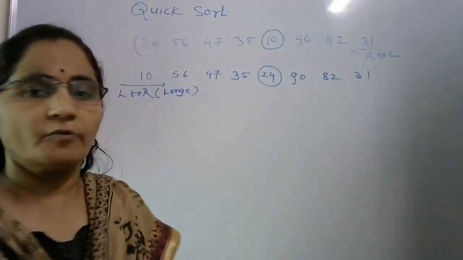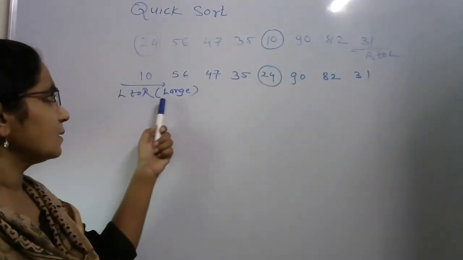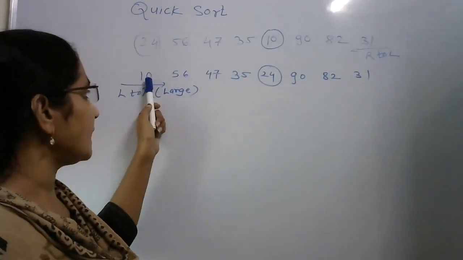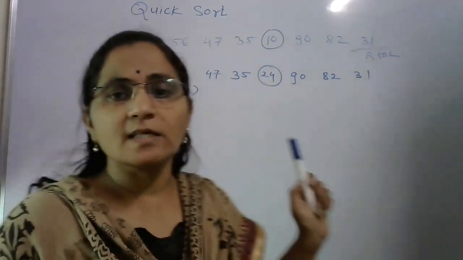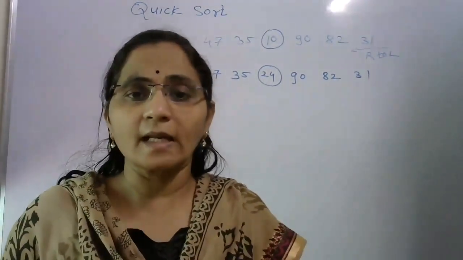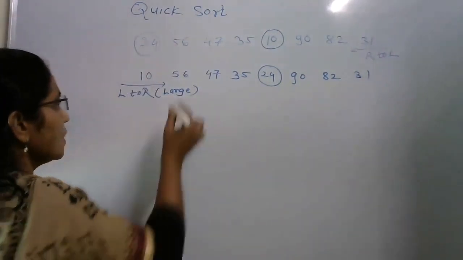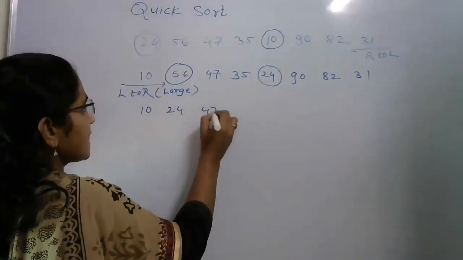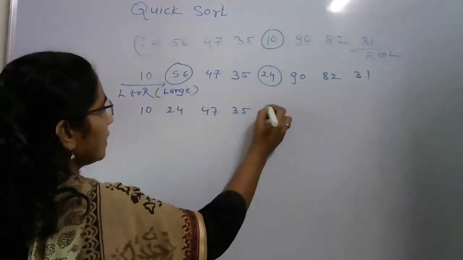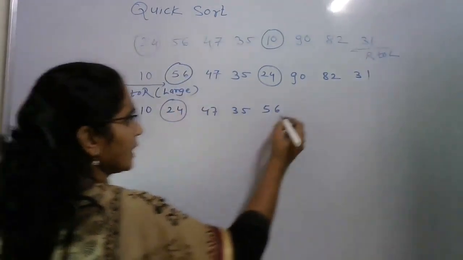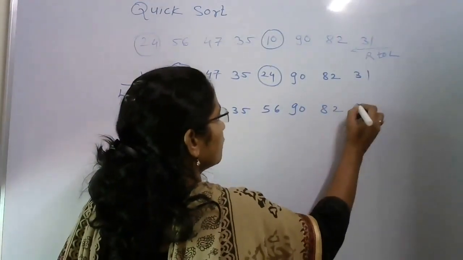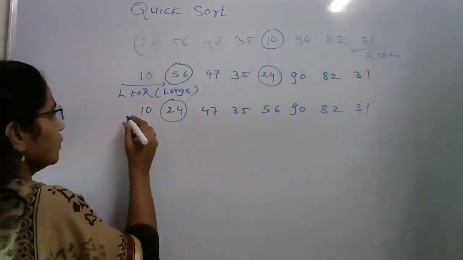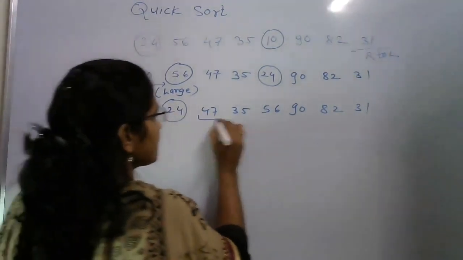You have to check from left to right for the large element. 10 is the small element. 56, it is the greater element than the 24. So now you exchange. So 10, then 24, 47, 35, here 56, 24 is pivot element, then 90, 82, and then 31. Okay, now if you observe, here you get the two different sublists.